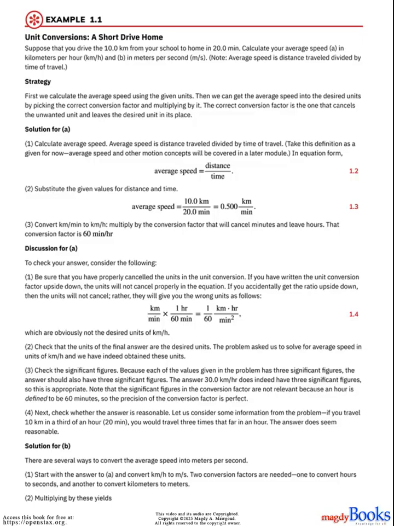2. Check that the units of the final answer are the desired units. The problem asked us to solve for average speed in units of kilometer per hour, and we have indeed obtained these units. 3. Check the significant figures. Because each of the values given in the problem has 3 significant figures, the answer should also have 3 significant figures. The answer 30.0 km per hour does indeed have 3 significant figures, so this is appropriate. Note that the significant figures in the conversion factor are not relevant because an hour is defined to be 60 minutes, so the precision of the conversion factor is perfect.